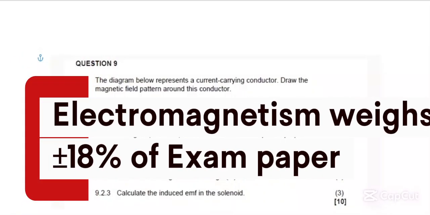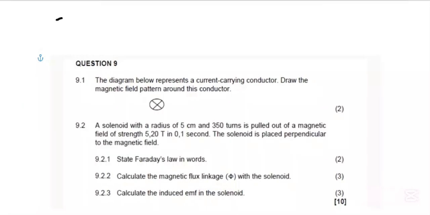Let's quickly do this question. This question is under the topic of electromagnetism, from grade 11. There are formulas that we use here. We have this formula, which is equal to BA cos theta.